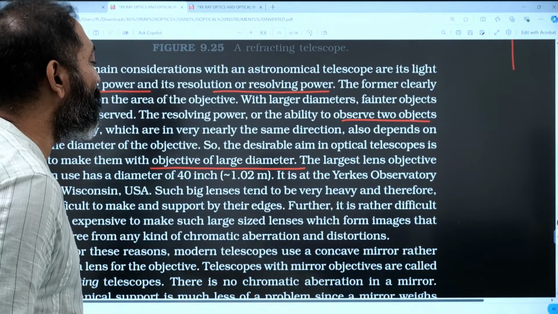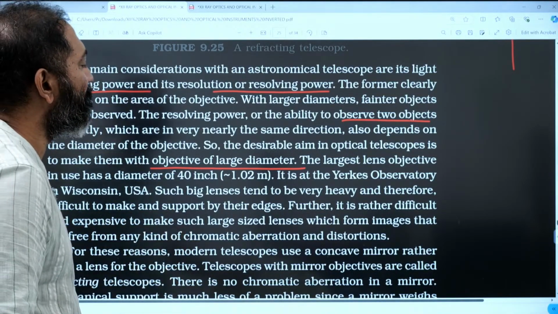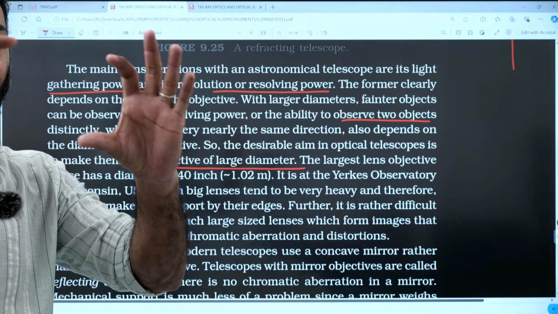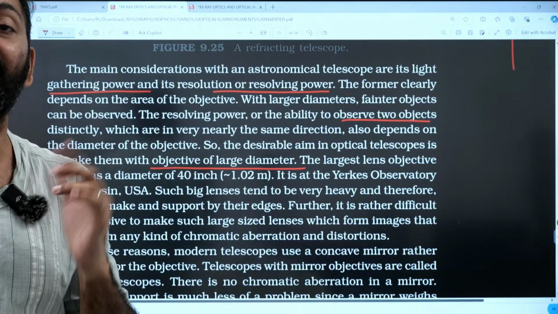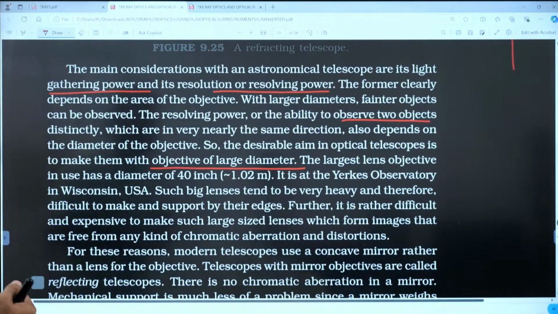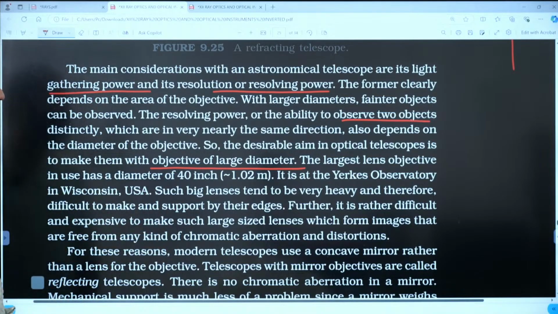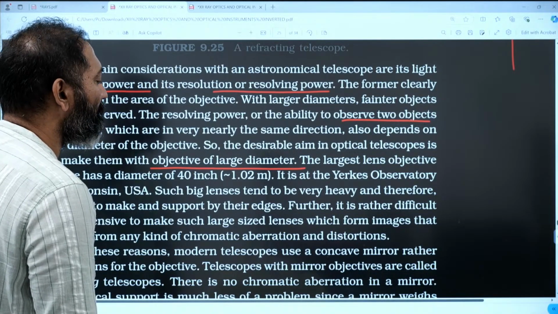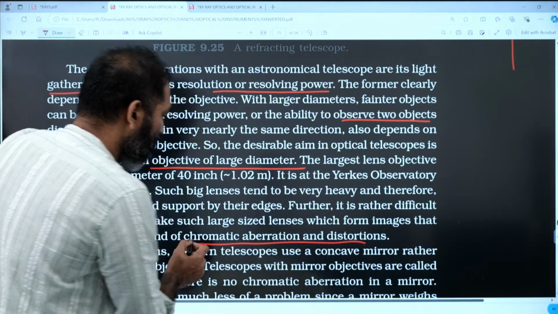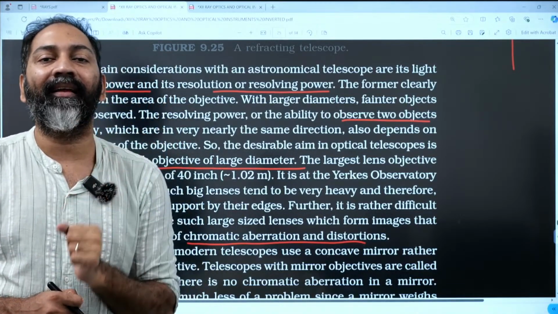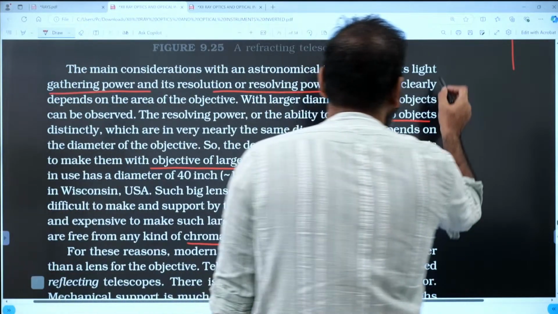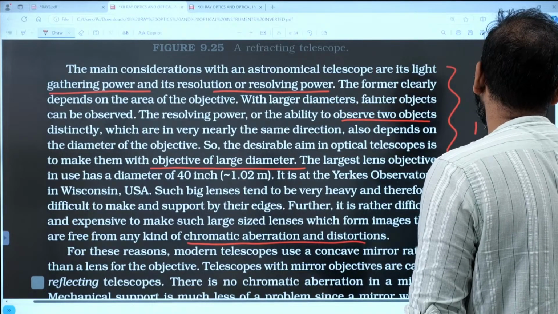Such big lenses tend to be very heavy and therefore difficult to make and support by their edges. So what is the problem with this large size telescope? They will be very heavy. But the telescope is made up of lenses, so they can be supported only at the edges. Edge support cannot withstand large weight. Further, it is difficult and expensive to make such large sized lenses which form images that are free from any kind of chromatic aberration and distortion. Chromatic aberration means what? Each color converging to different points. That is chromatic aberration.